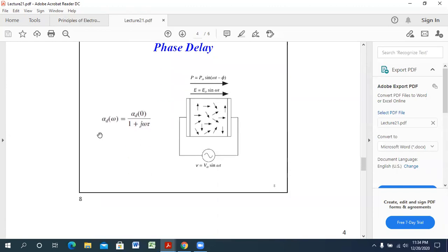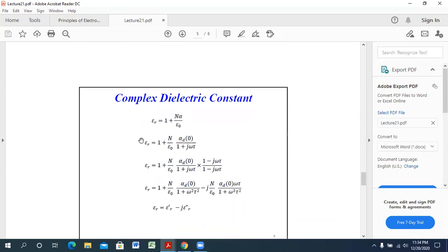Now this one is the phase delay part. Now this complex dielectric constant. Look, from our previous explanations or previous knowledge, we know that epsilon r equals 1 plus n alpha divided by epsilon naught. That alpha d omega equals alpha d naught divided by 1 plus j omega tau, isn't it? We have just put the value of alpha here.